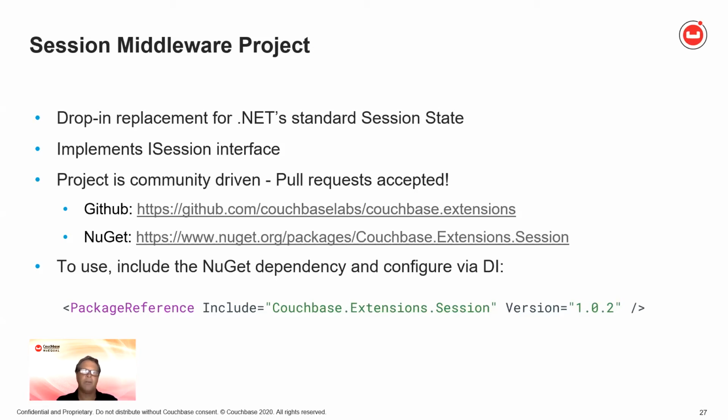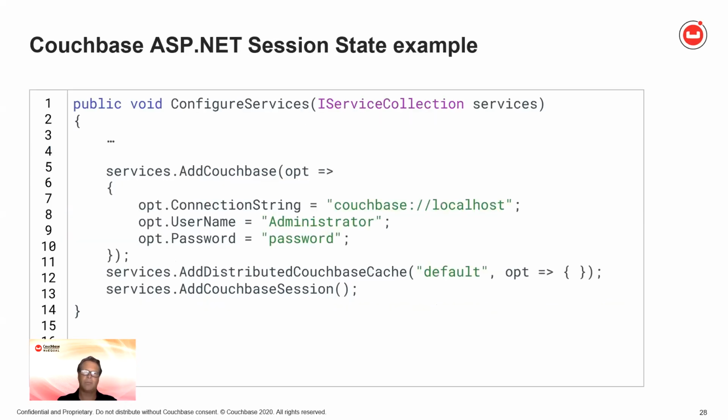Now, a similar project is the Session Middleware project, and this depends upon the caching project as its data store. It implements the ISession interface and is a community-driven project with pull requests accepted. You can find this on GitHub or NuGet. To use it, include the NuGet dependency and configure via DI. Package reference Couchbase.Extensions.Session. To use it in your application, you're going to have to register it. It's very similar to registering Couchbase.Caching.